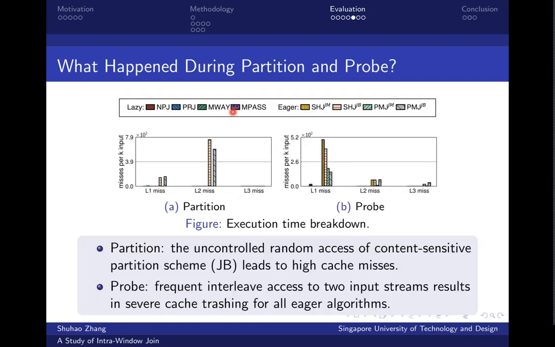We observe that the inefficiency of the eager approach is caused by significant cache misses. There are different cache behaviors during the partition and probe phases. During the partition phase, the uncontrolled random data access of content-sensitive partition scheme results in high cache misses in both L1 and L2 cache. While during the probe phase, frequent interleaved access to 2 input streams of all eager algorithms results in poor cache reuse pattern. And this especially stresses the L1 cache.